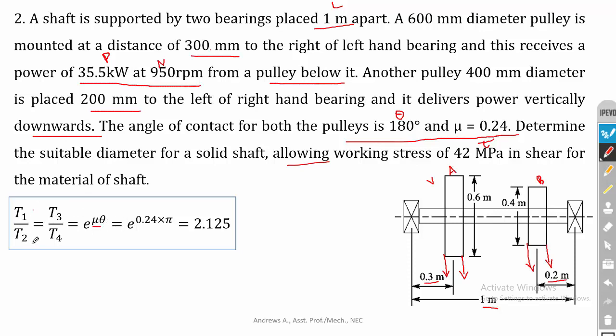So T1 by T2 is equal to T3 by T4 is equal to e power mu theta, that we have already discussed in the procedure, and mu is given as 0.24, and we have to substitute the theta value in radians. If you convert 180 degrees into radians, then you will get pi. So e power 0.24 into pi is equal to 2.125. So the tension ratio you have to calculate first, and you can use this tension ratio for calculating the tensions of the pulleys. So this is how you have to solve the problem.